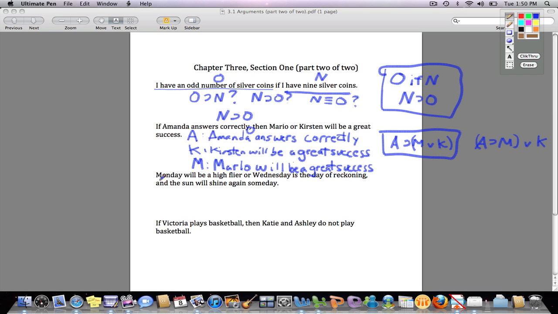All right, I'm just going to shorthand the different propositions in this case. We're going to let M stand for Monday will be a high flyer. Here, Wednesday is the day of reckoning. We're going to let that be W. And the sun will shine again someday. We'll let that be S here. This one perhaps a little bit less difficult than the prior one. It's really about the parentheses.